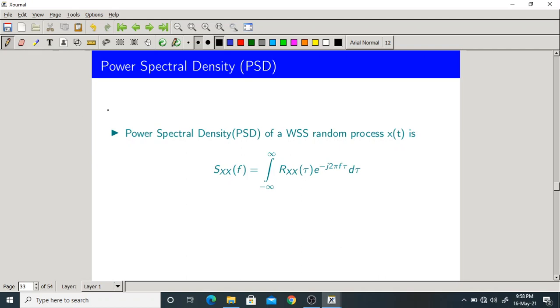In those videos, the professor has discussed this power spectral density. Now I will briefly go through them. For every random process, we have a PSD. PSD means power spectral density, denoted with Sx of f. It is in the frequency domain.